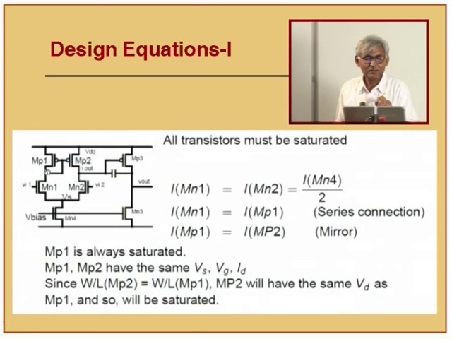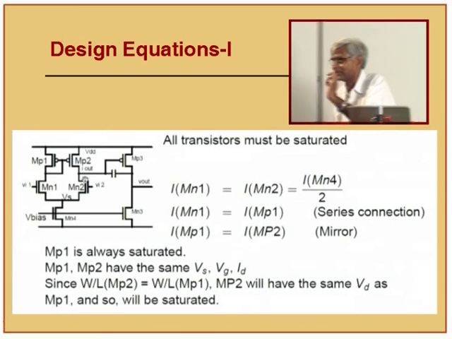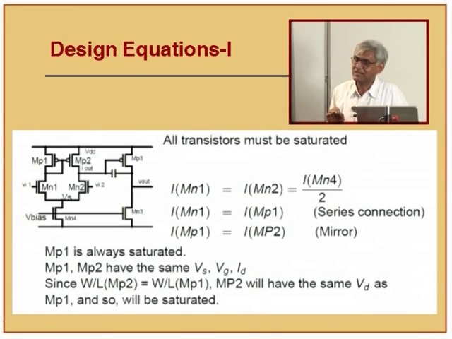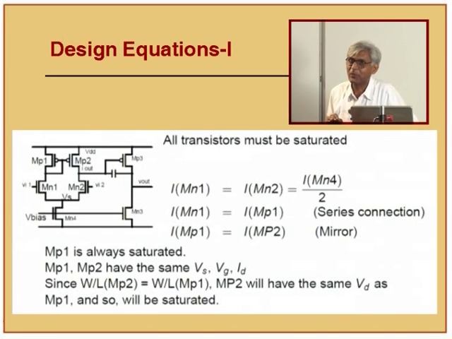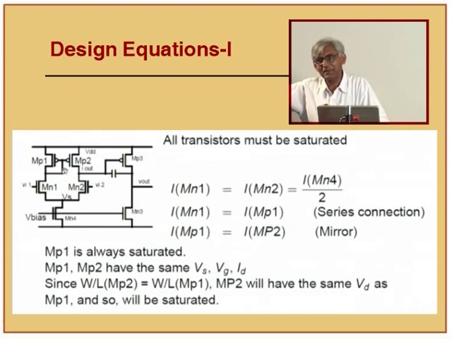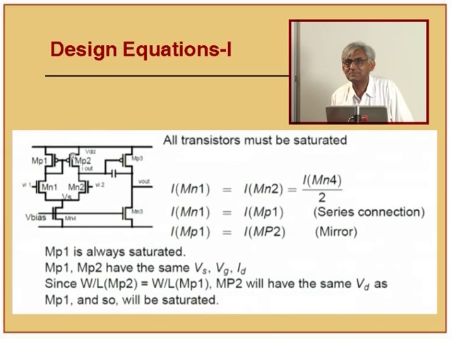Okay? Alright. Now look at MP2. Again, concentrate only on MP2 now. We want MP2 to be like MP1. Then this will also be saturated. Okay. Now compare MP2 and MP1. Their source voltages are the same. Check. Their gate voltages are the same. Check. And their currents are the same. Check.